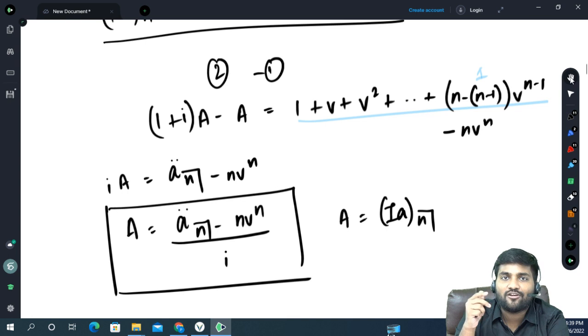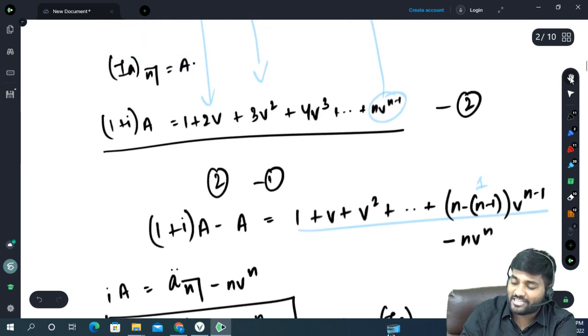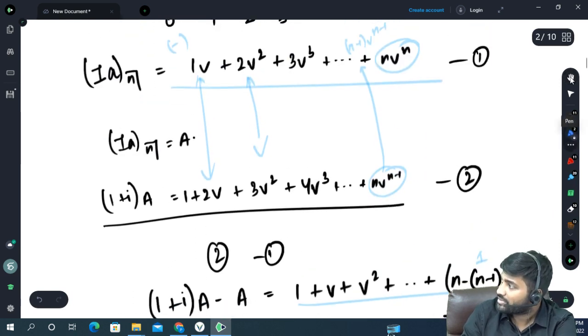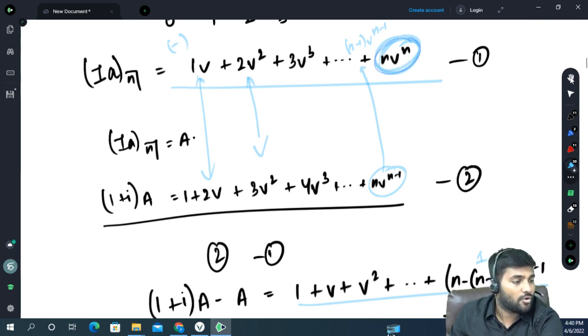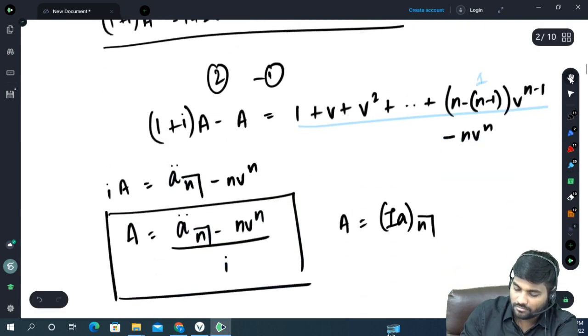We have multiplied 1 plus I on both sides and then we have done 2 minus 1. So in equation 1 all the terms are in negative, and in equation 2 all the terms are in positive. And we need to match the terms, okay? So 2V minus V, 3V square minus 2V square, and we are getting 1 plus V square plus dot dot dot V to the power n minus 1. So this is annuity paid in advance for n years. And in negative, we are getting nV to the power n, which is the last term for equation 1. Okay?